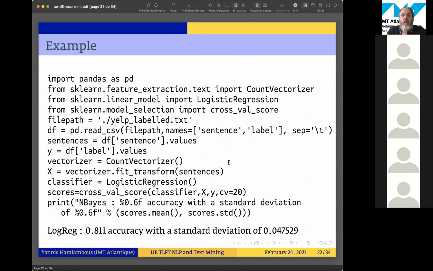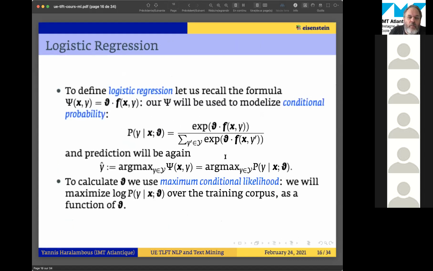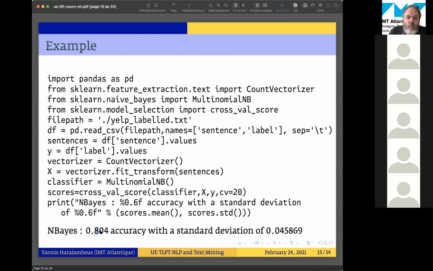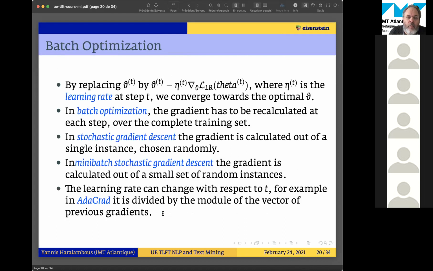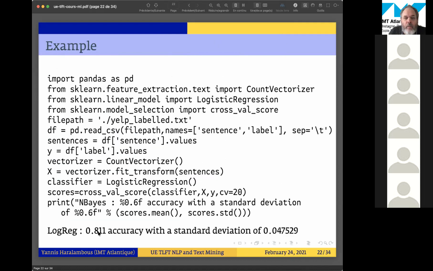Here is the code for the same corpus, and we get a slightly better accuracy. It's really very small, from 800 we get to 810, 811, and standard deviation is more or less the same.